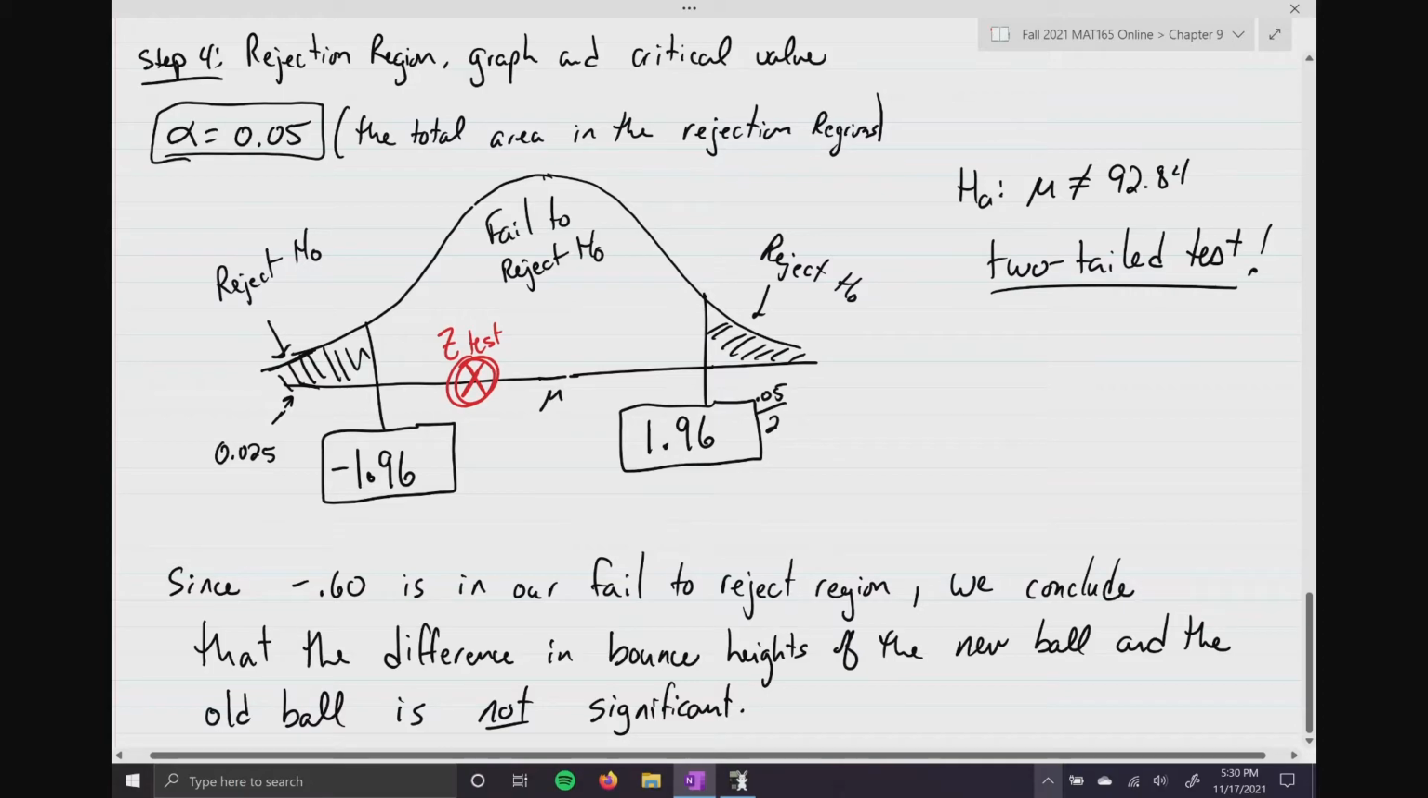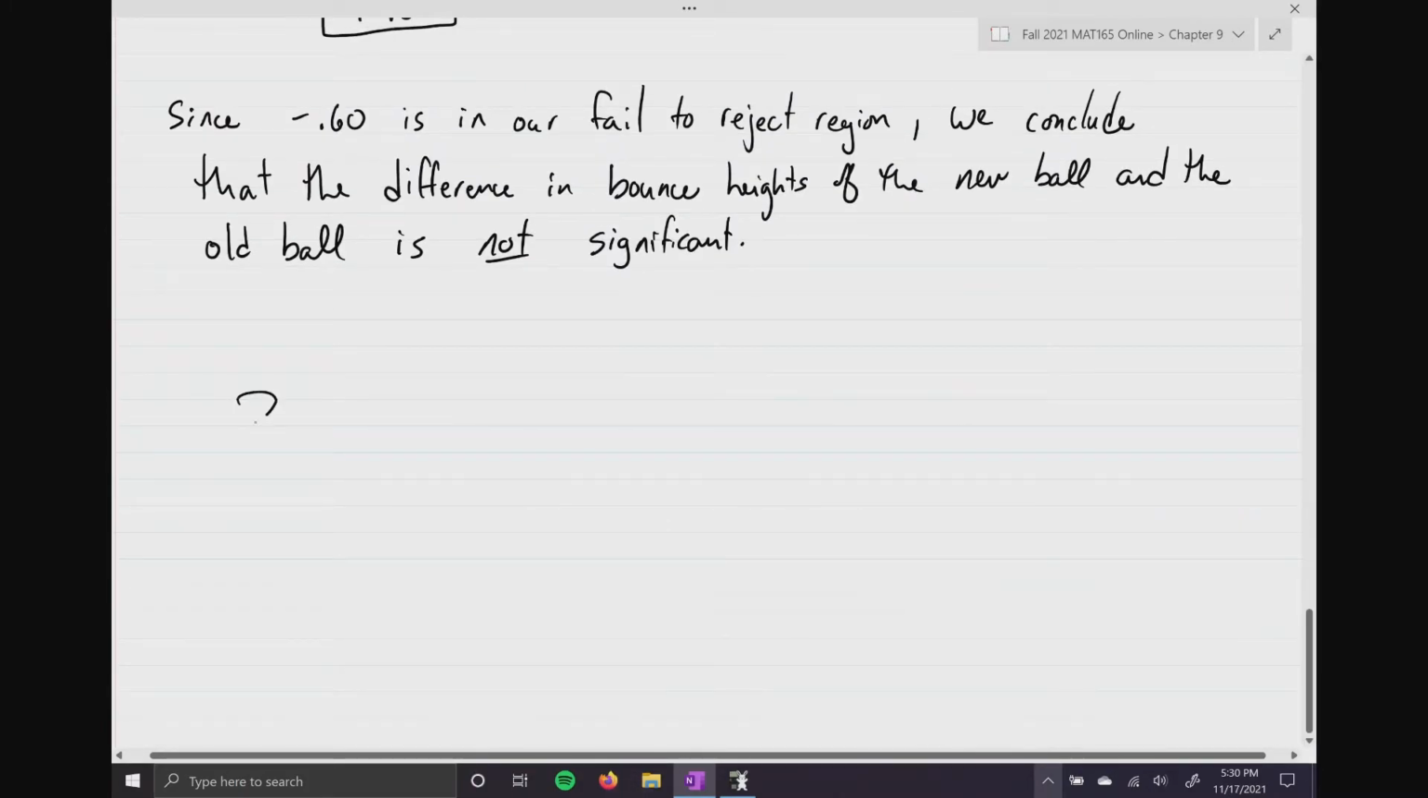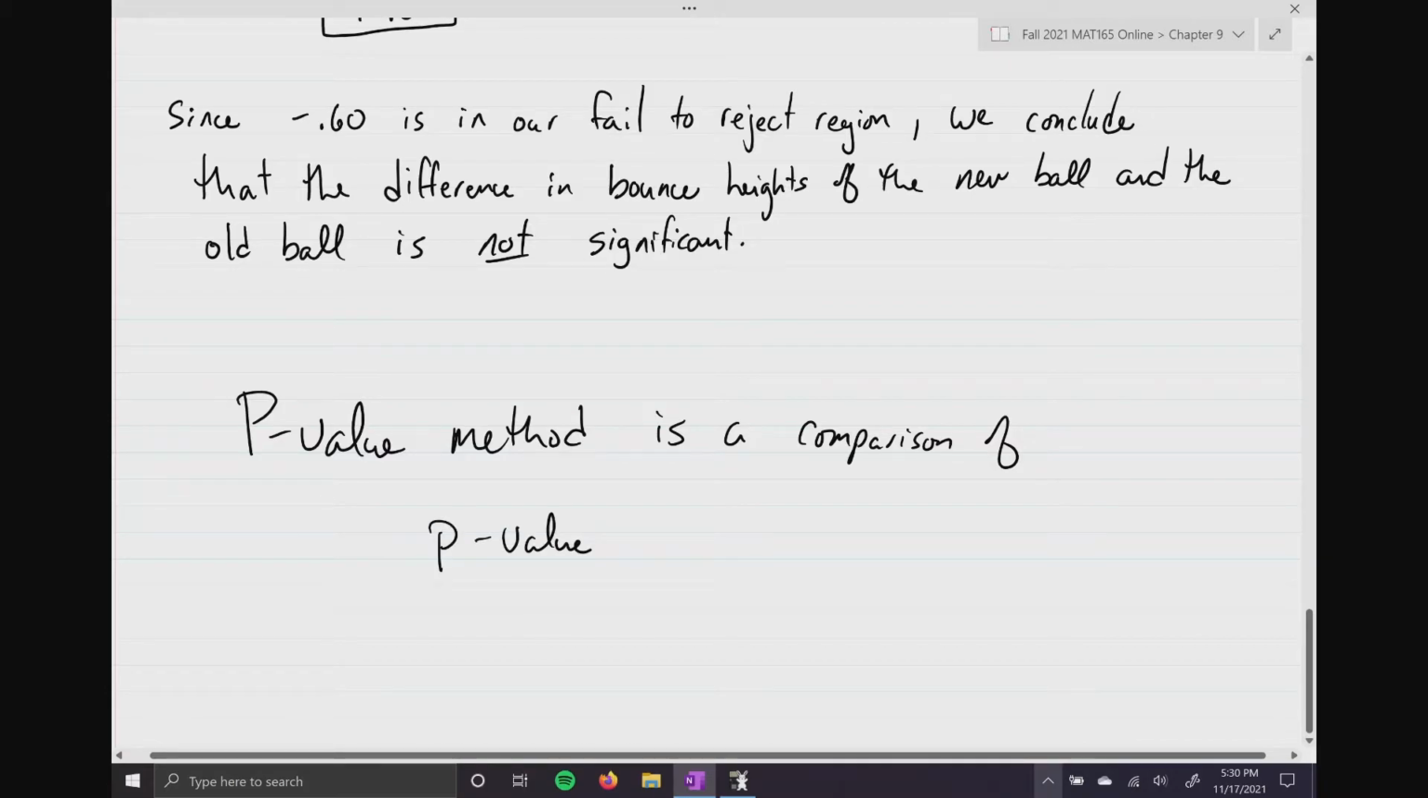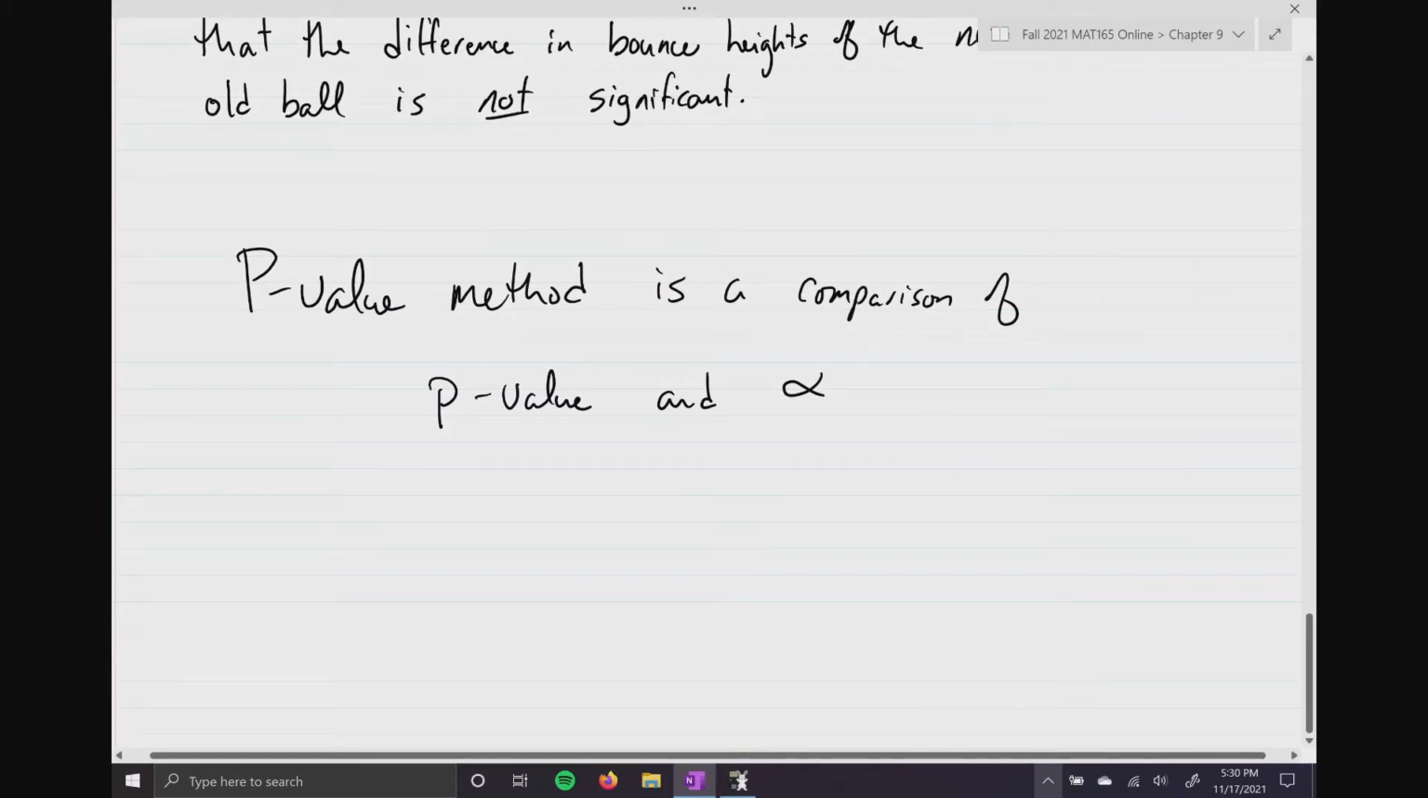So the p-value method is a comparison of, and I'm going to write it down here, the p-value that we calculate and alpha. And basically, there's an easy way to remember this. It's: if the p is low, then the null must go.